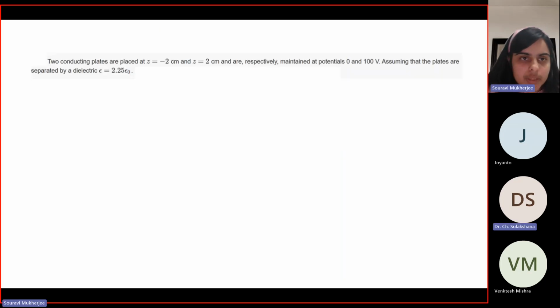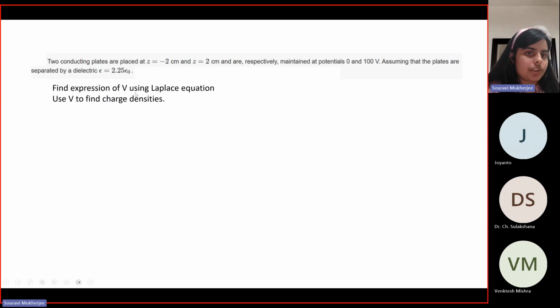Now, some question from the last year assignments, which I saw. So we'll try to see how to address this kind of questions. Here it is said that you have two conducting plates placed at z equal to -2 and z equal to +2. And they are maintained at different potentials, 0 and 100. Now, assuming that the plates are separated by some dielectric, the question is that can we find an expression for B using Laplace equation, and can we use B to find charge densities, right?